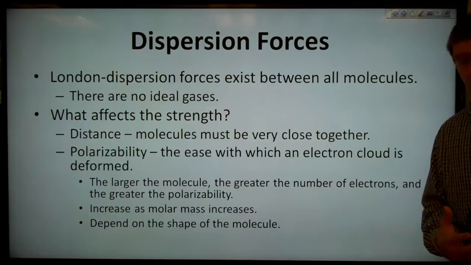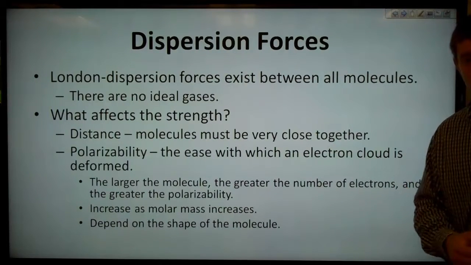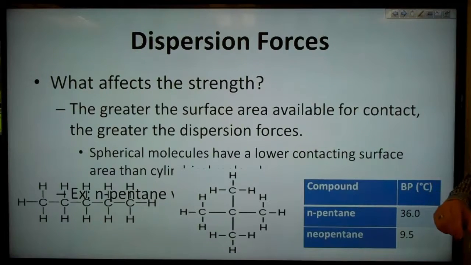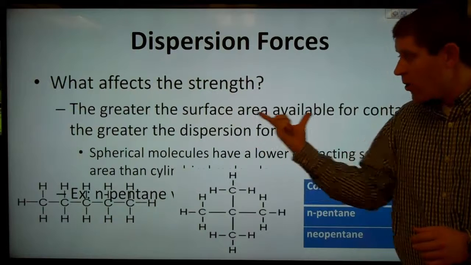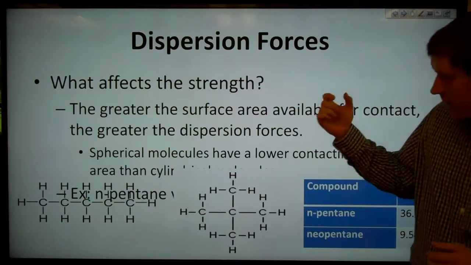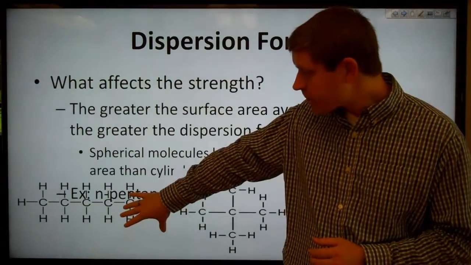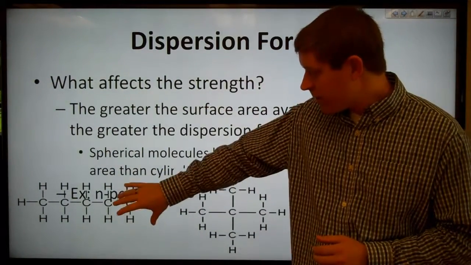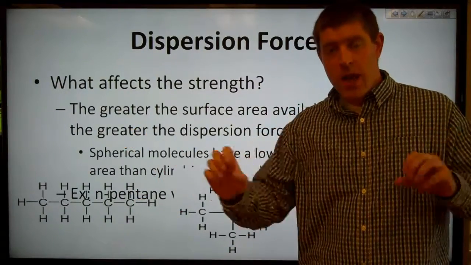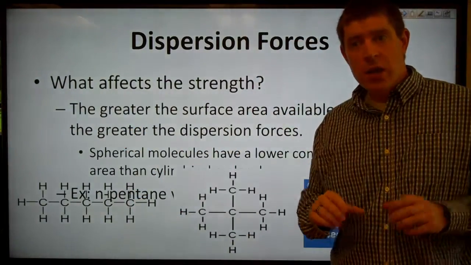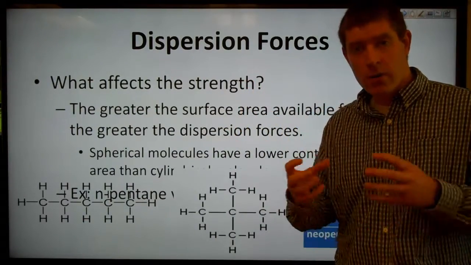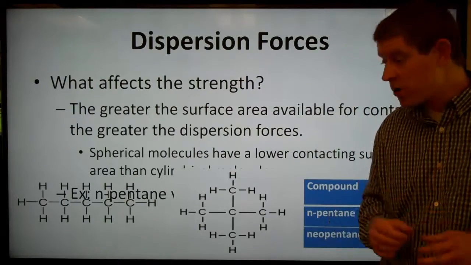And it also depends somewhat on the shape of the molecule, how the atoms are bonded together. So if you have, say, a greater surface area available for contact, something like this, where you have pentane, you have a long chain, and you have another long chain next to it. There's a lot of surface area there. There's a lot of availability for polarizing to occur, for the dispersion forces to occur.